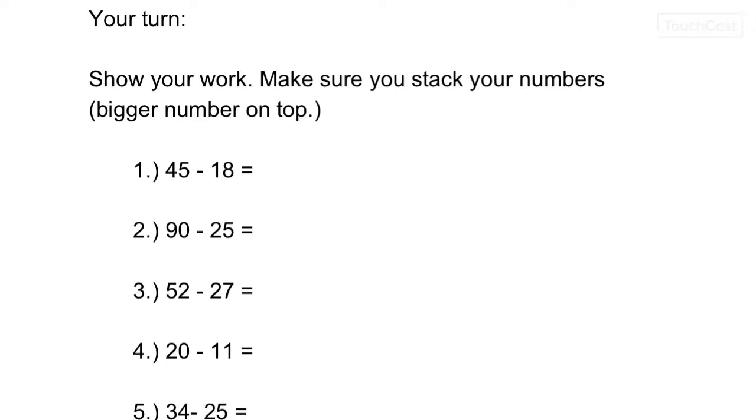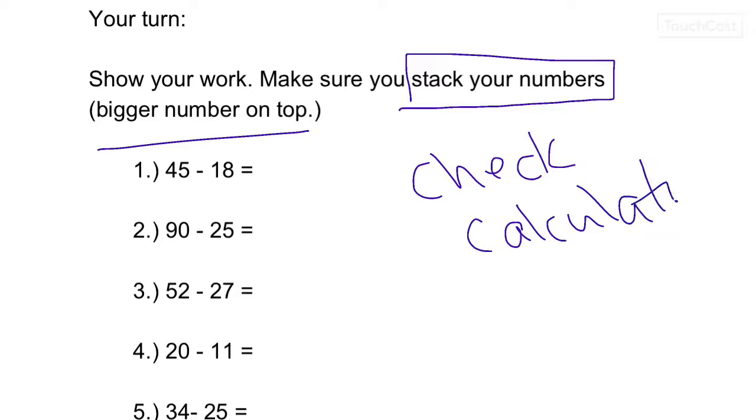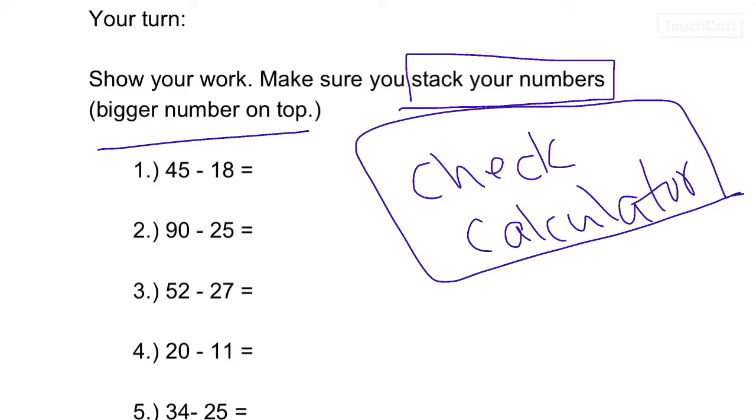Just like last week, you're going to choose which strategy works best for you. I just want you to remember a few things. Stack your numbers on top of each other. Remember, the bigger number goes on top. And show all of your work. You can always check with the calculator. It is not cheating if you check with the calculator. Sometimes I have to do that just to make sure that what I'm telling you is correct. So as long as you do the work on your own, you can check with the calculator.